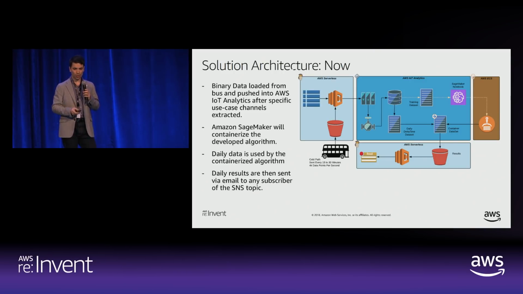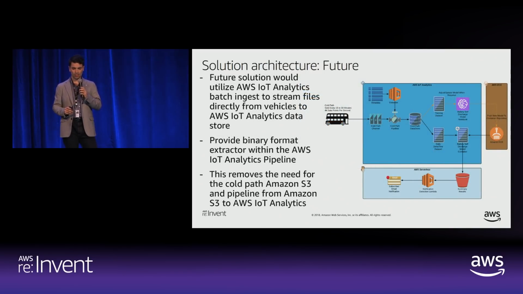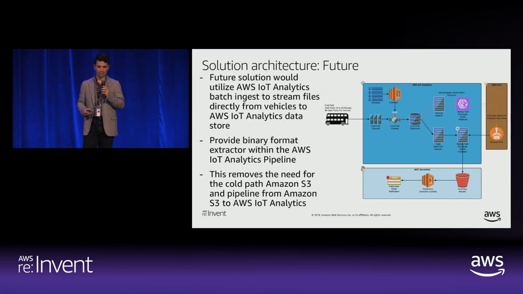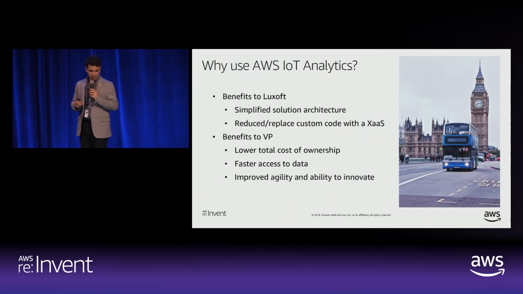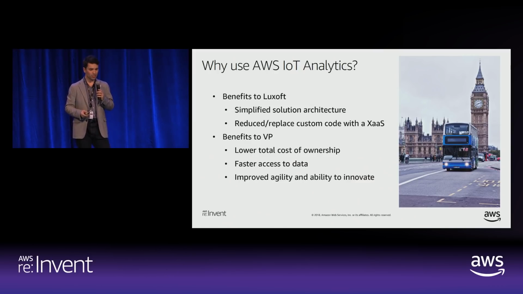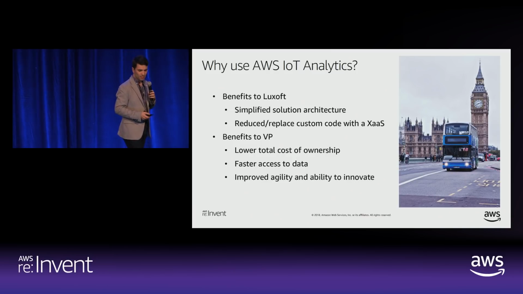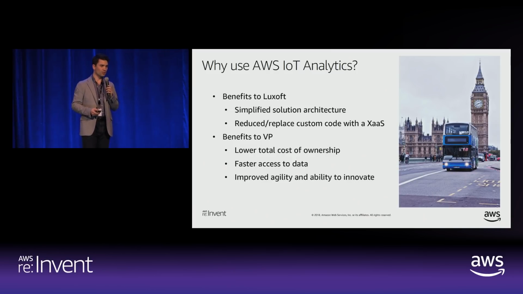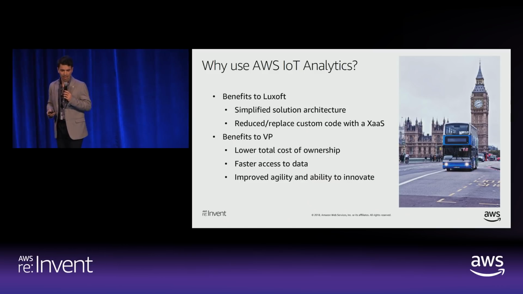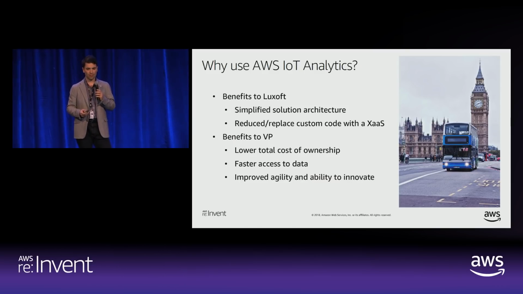Then the next stage that we are moving to shortly is getting rid of the S3 database and the IoT pipeline entirely and streaming straight into the analytics platform. So if I just explain why we're using analytics in this, of course, it's a much simplified solution architecture. And ultimately reduces our cost of ownership in building out this platform and developing this technology, gives us much faster access to data and a greater agility and ability to innovate.